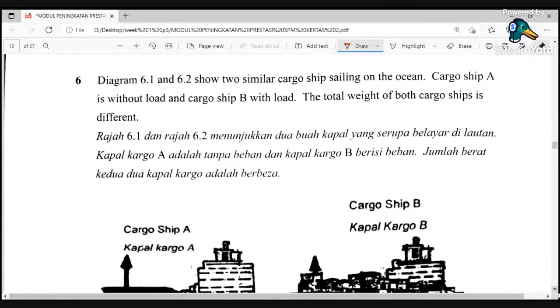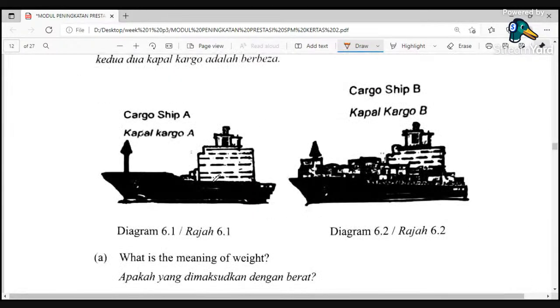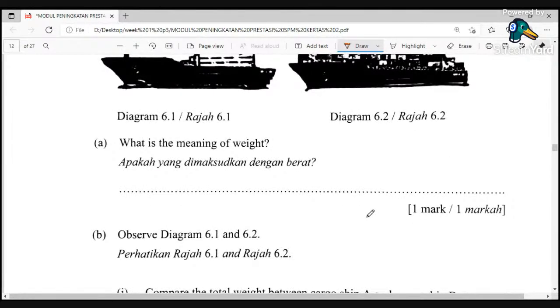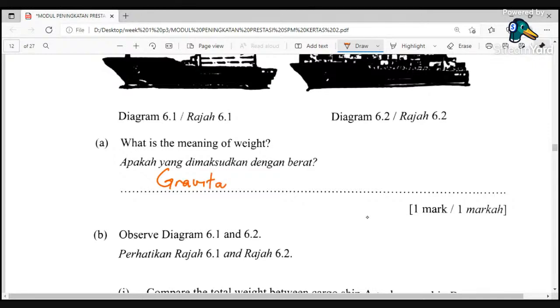Okay, number 6. Diagram 6.1, 6.2 show two similar cargo ships sailing on the ocean. A is without load, B dengan load. Total weight different, tak sama. Ini tak ada bawa load, ini ada bawa load. Okay, what is the meaning of weight? Apakah yang dimaksudkan dengan berat? Okay, you boleh gunakan jawapan dia gravitational pull ataupun force acted on an object.